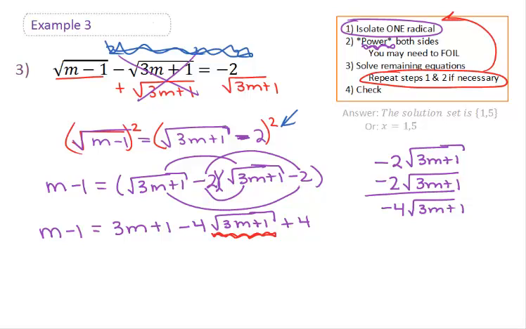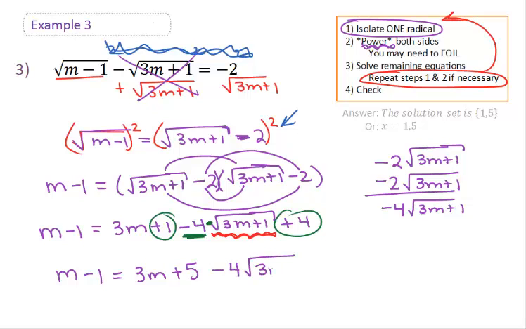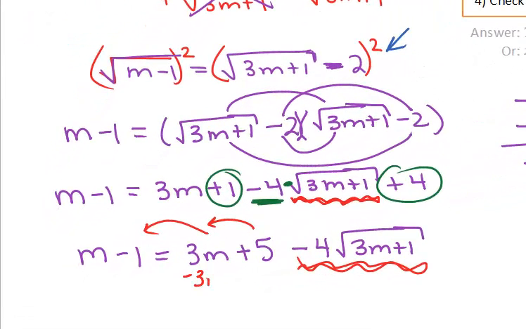First thing I'm going to do is simplify a little bit. I have a positive 1 here and a positive 4. I can add those together. I cannot include this negative 4 because that is multiplied by that square root. So I have m minus 1 is equal to 3m plus 1 plus 4 gives me 5. And then minus 4 times the square root of 3m plus 1. Now, to isolate this root here, I'm going to move my 3m and my 5 to the left. I do that by subtracting 3m from both sides and by subtracting 5 from both sides.